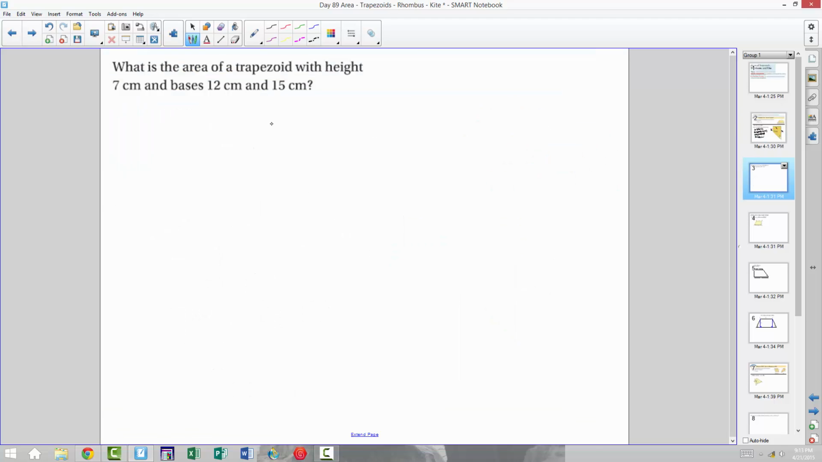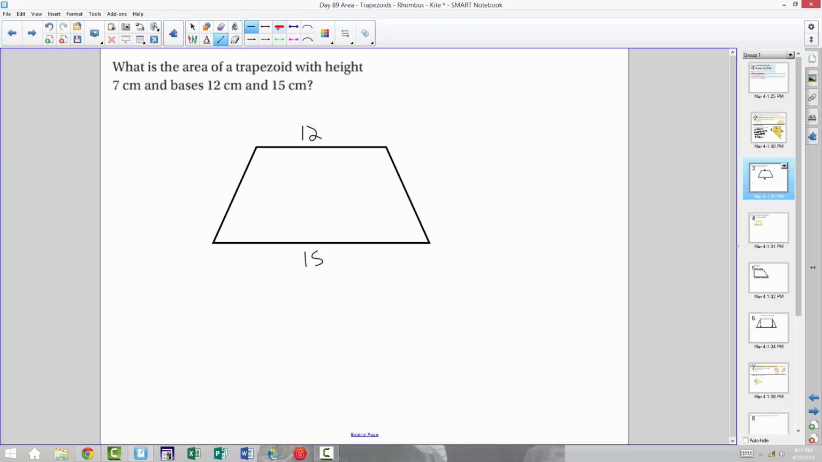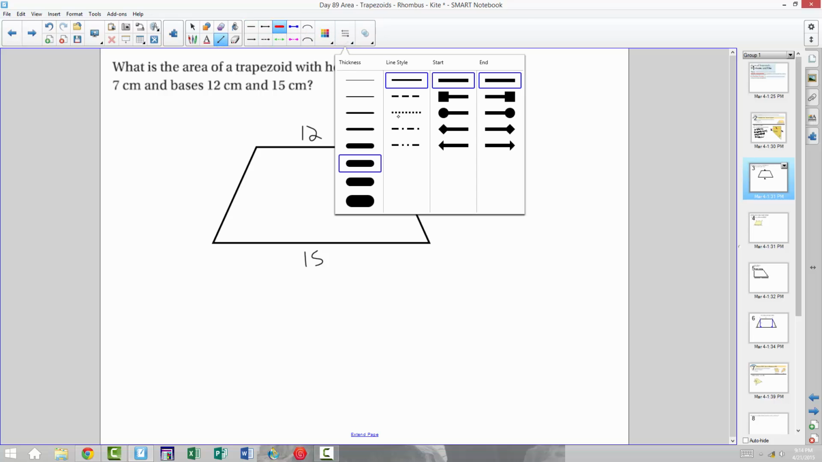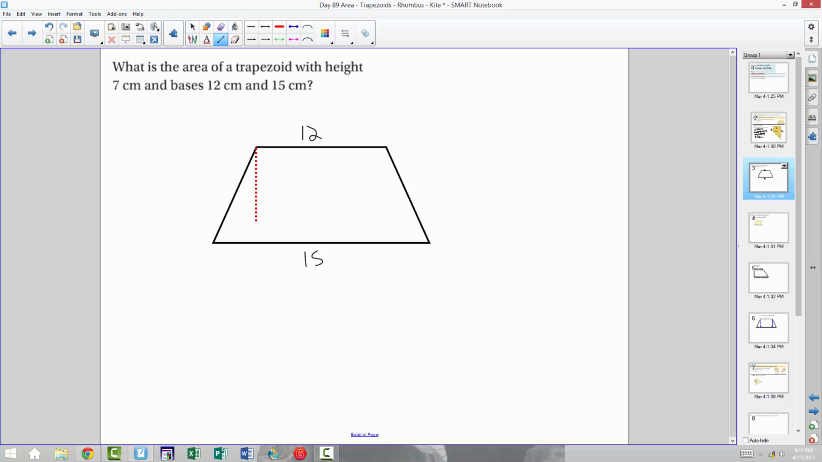Let's do a second example. Find the area of a trapezoid with height 7 and bases 12 and 15. I will draw a trapezoid. So here's my trapezoid. I have bases 12 and 15, and I have a height of 7. Here's my height. Remember, the height is the perpendicular distance between the bases.